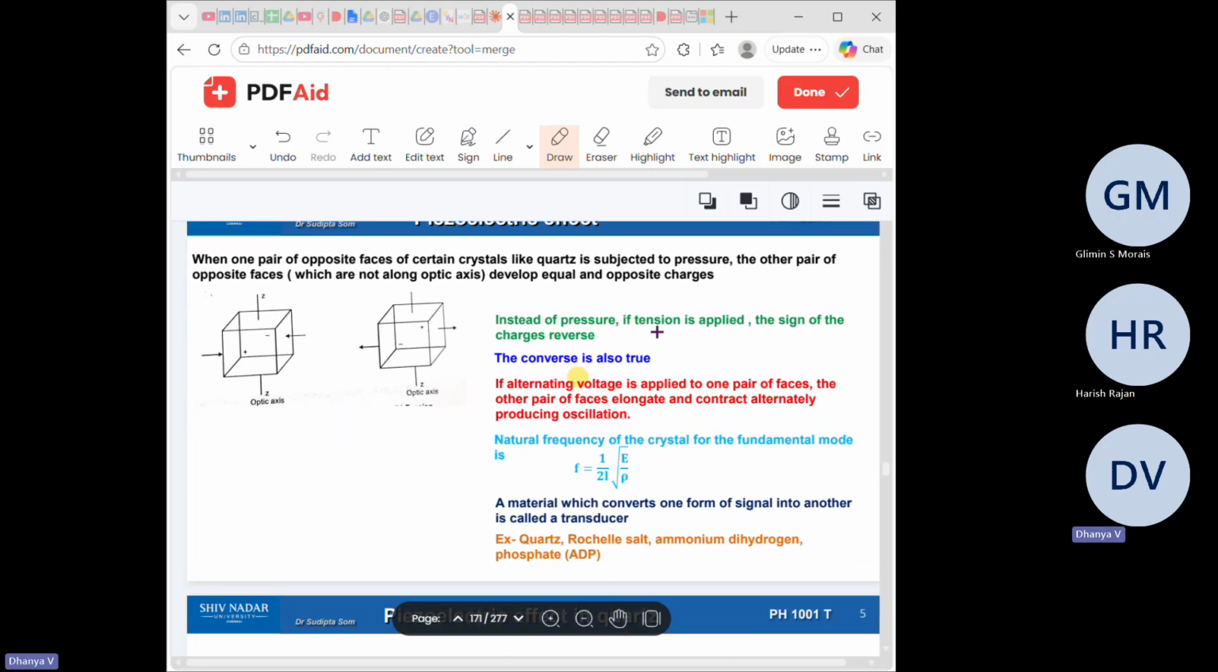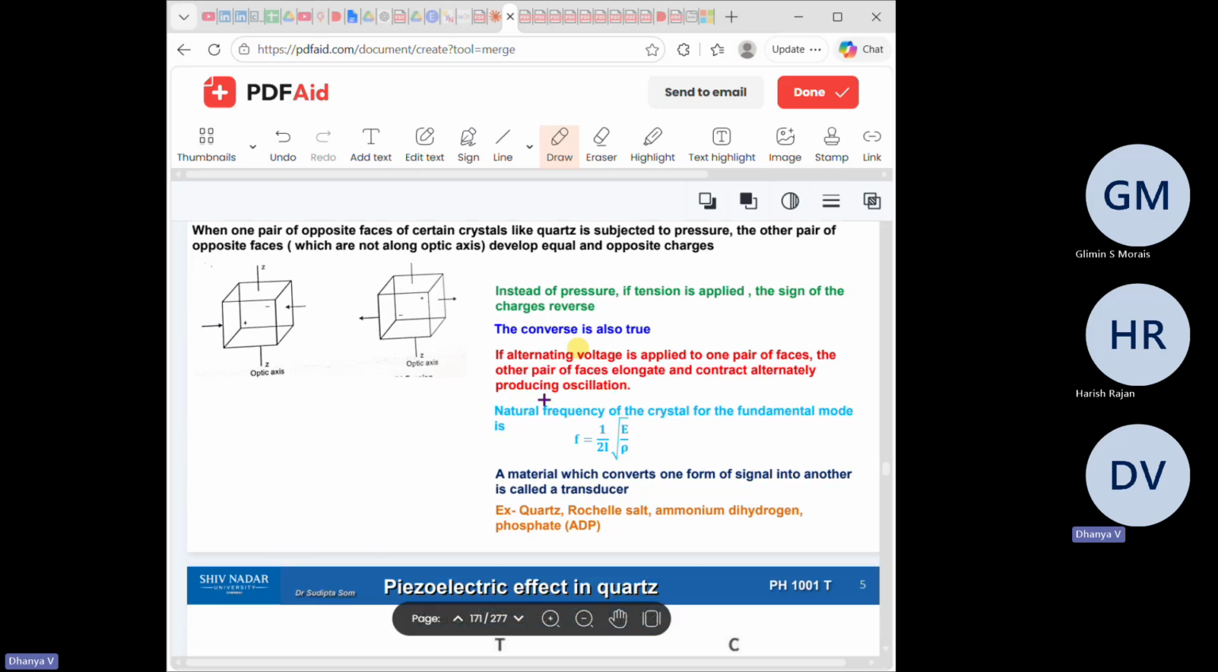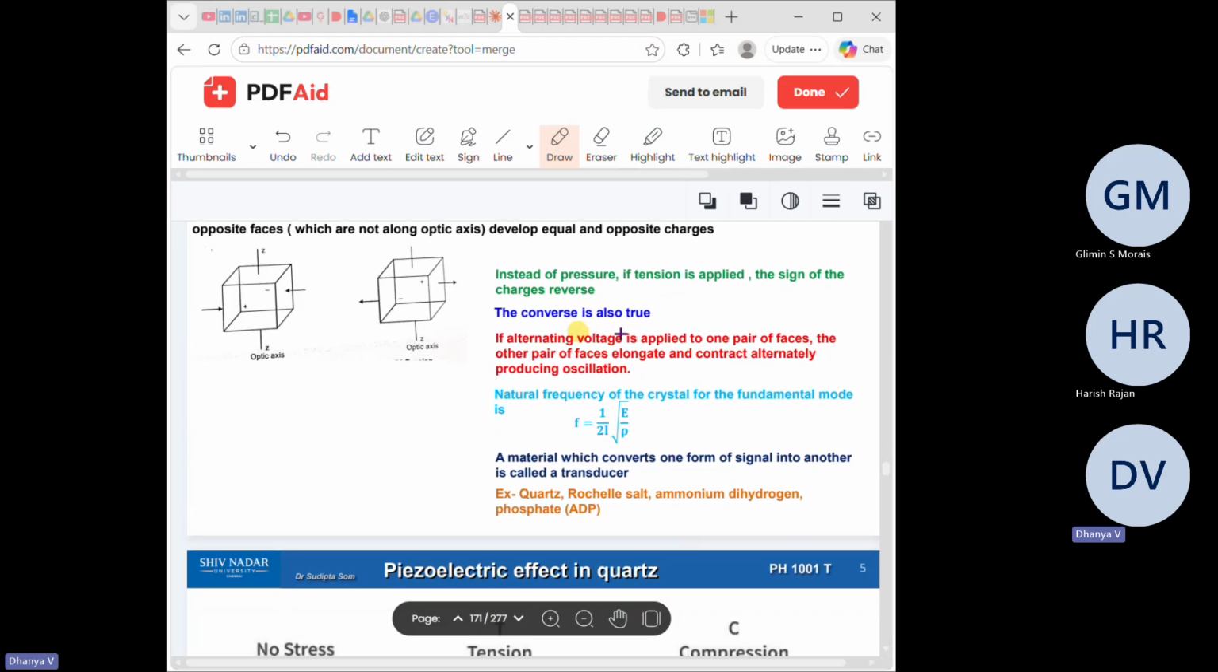So instead of pressure, if tension is applied, the sign of the charge is reversed. The converse is also true. So if tension is applied instead of pressure, then the sign reverses. If you see here, earlier it was plus minus, here it's minus plus. Okay. So if an alternating voltage is applied to one pair of the faces, the other pair of the faces elongate and contract alternatingly, producing oscillation.